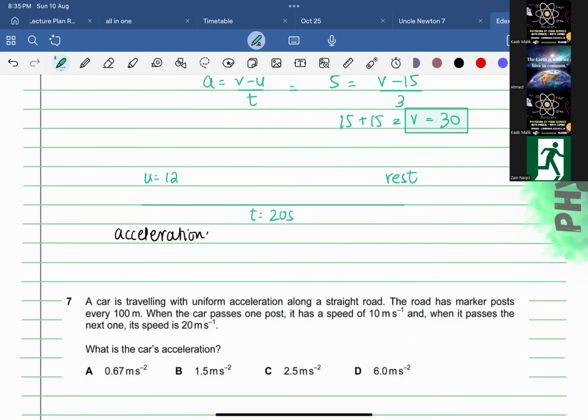And it should be with a negative sign. A equals V minus U over T. Since it is at rest finally, what you have to do is 0 minus 12 divided by 20 equals A. So A is going to be negative 0.6. Is it clear? Ahmed, clear? Okay, come on. Try this one please.